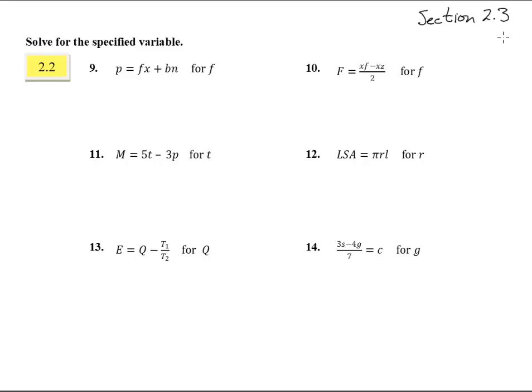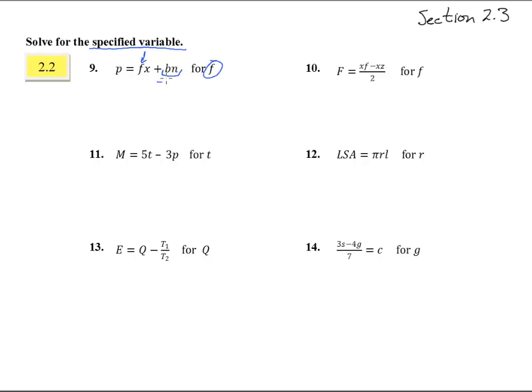Here we are in section 2.3, numbers 9 through 14. Solve for the specified variable. So this is when we're taking a formula and getting it so f is by itself. There's our f right here, and we've got to get rid of the x, so we'll be dividing by that. And over here, the b and the n are times together as one number.